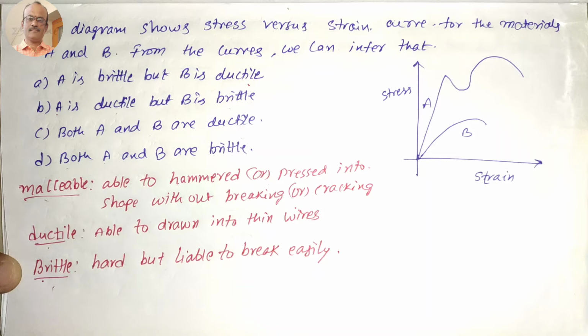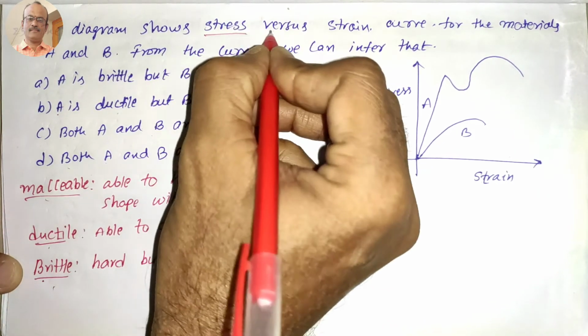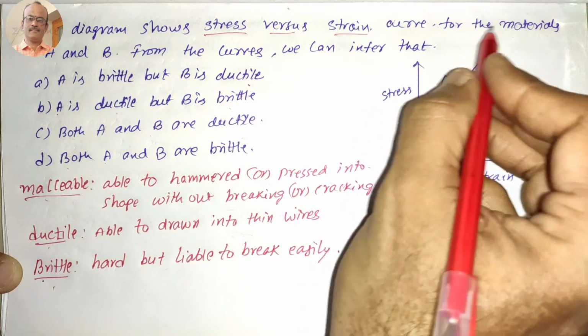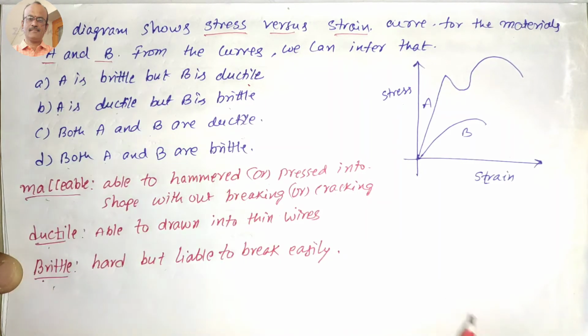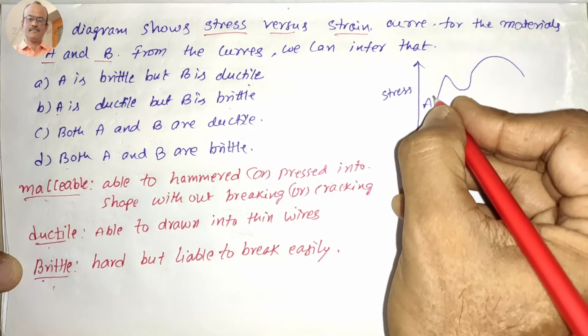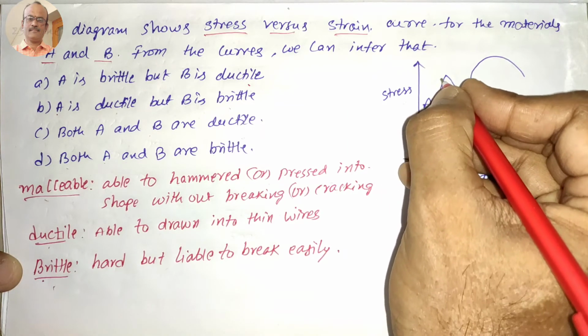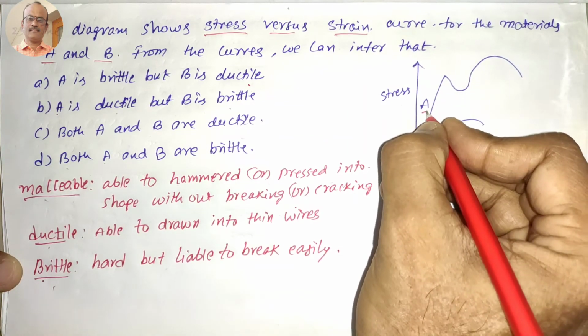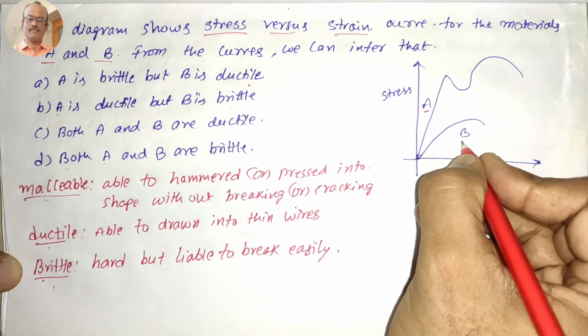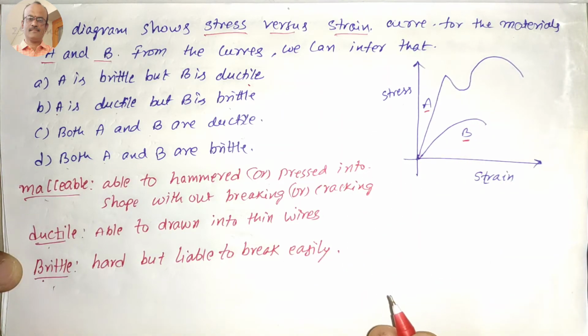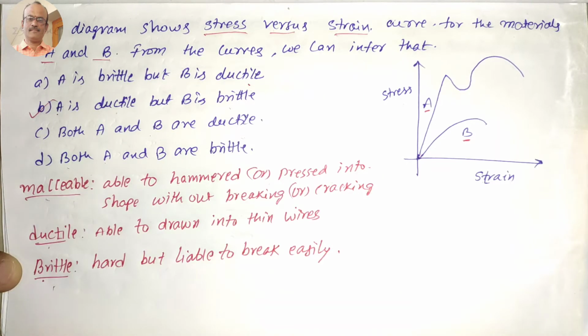The diagram shows the stress versus strain graph for materials A and B. From the curves we can infer which one is brittle and which one is ductile. Ductile means able to be drawn into thin wires, so the material resists a large amount of stress. That's why A is ductile and B is brittle, appearing to be hard but liable to break easily. So option B is correct.